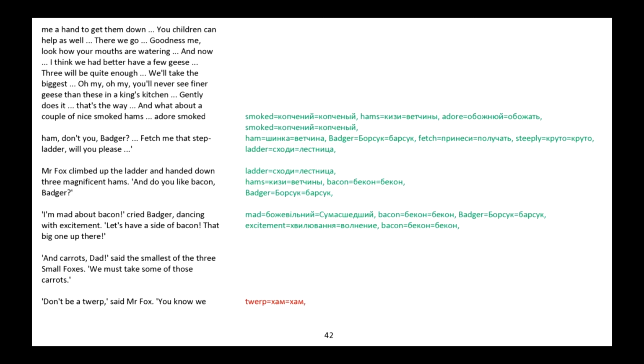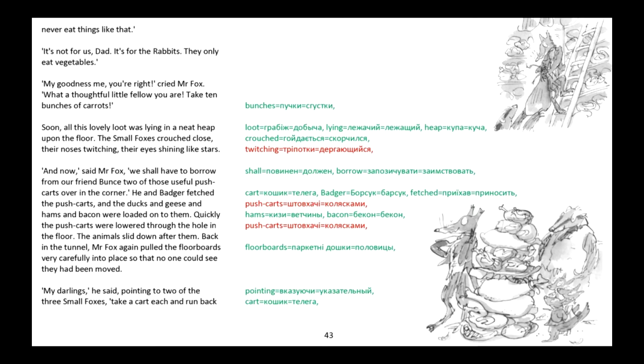"And carrots, Dad," said the smallest of the three small foxes. "We must take some of those carrots." "Don't be a twerp," said Mr. Fox. "You know we never eat things like that." "It's not for us, Dad. It's for the rabbits. They only eat vegetables." "My goodness me, you're right," cried Mr. Fox. "What a thoughtful little fellow you are. Take 10 bunches of carrots."